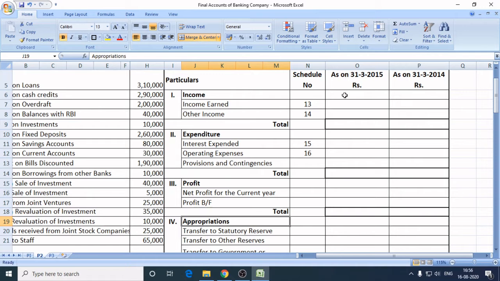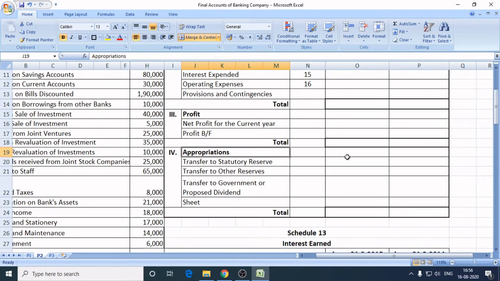Now provisions and contingencies, which is an important part of expenditure, the second part of the profit and loss account, is where we have to show provisions for bad debts, taxation and others. The third part is profit, where we have to calculate profit by simply deducting the total of expenditure from the total of income. After that we have to make appropriations of the profits. Now let's begin with the solution.